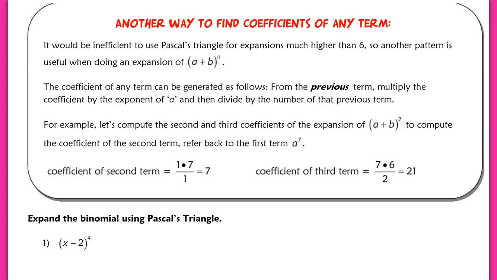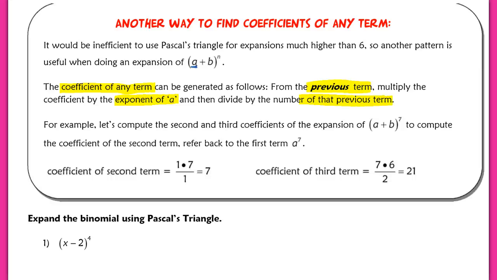So here in words I have that the coefficient for any term can be generated as follows. You're going to look at the previous term, so you have to make sure you know what the previous term is. What you're going to do is multiply the coefficient by the exponent of a, and then you're going to divide by the number of the previous term. So you take the previous term's coefficient, multiply by the exponent of your first term, your a term, and then divide by the number of that previous term. So if it was the first term, you would divide by 1.